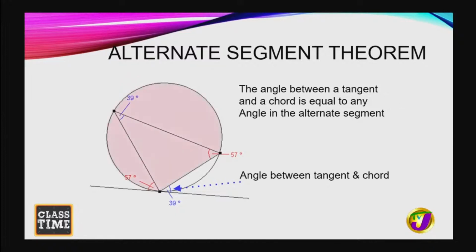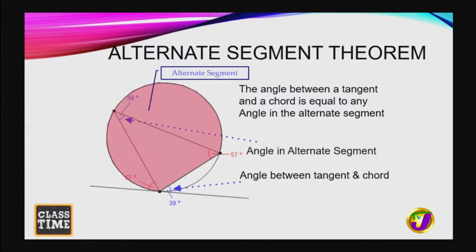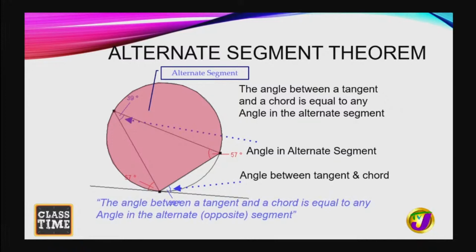And we're highlighting the alternate segment. That is the only angle there that's going to be formed in the alternate segment. Again, we're showing you the angle, 39 degrees. The angle between the tangent and the chord is equal to any angle in the alternate or opposite segment. We're repeating it several times for you guys to take notes of this important information.